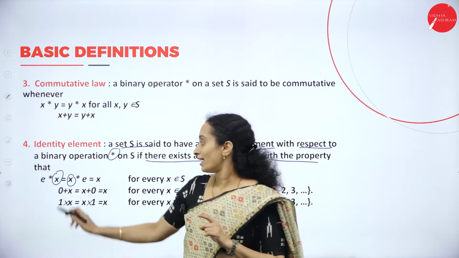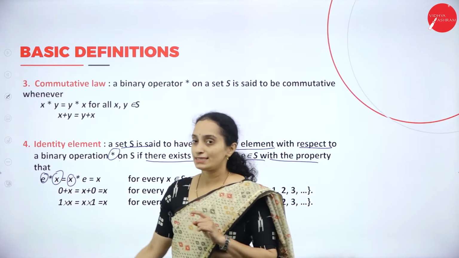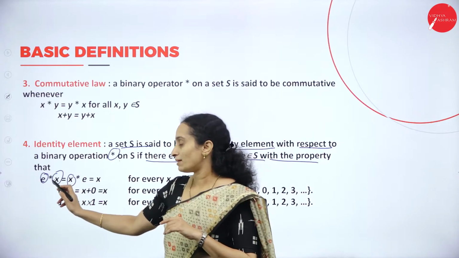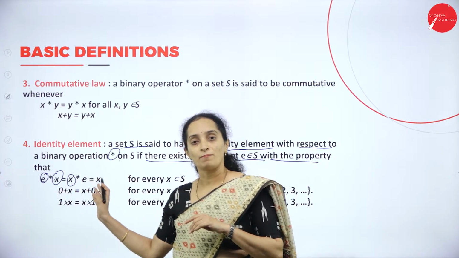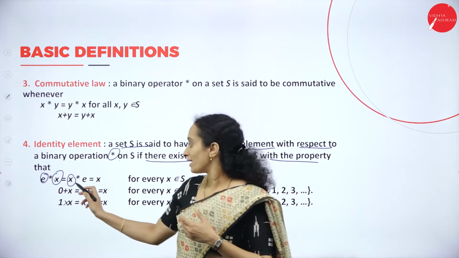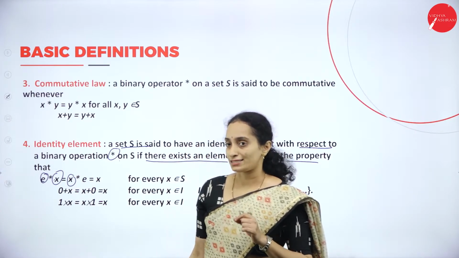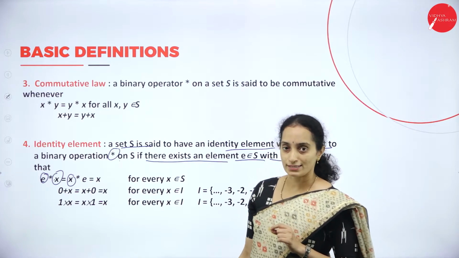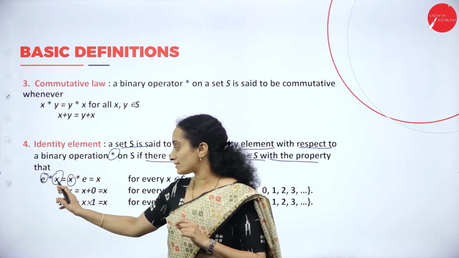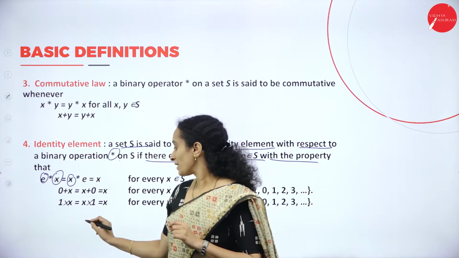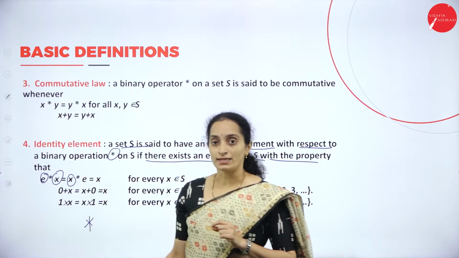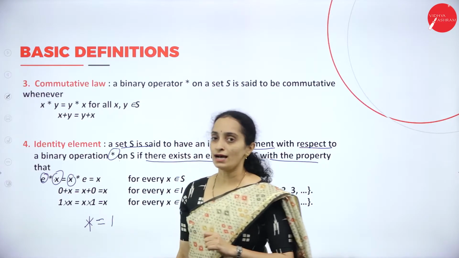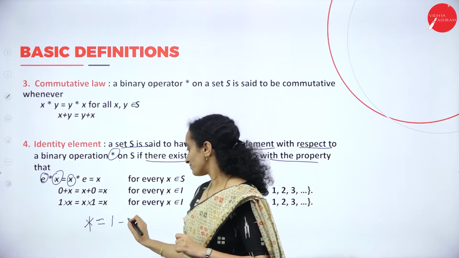When it is applied on the binary operator multiplication, it will give the same result as the operand x. If you take the identity element as E, when you apply E with the multiplication operator and an operand x, it will give you the result x. For every x belonging to S, the operator which gives the same result x, in the case of the multiplication operator, 1 is the identity element.